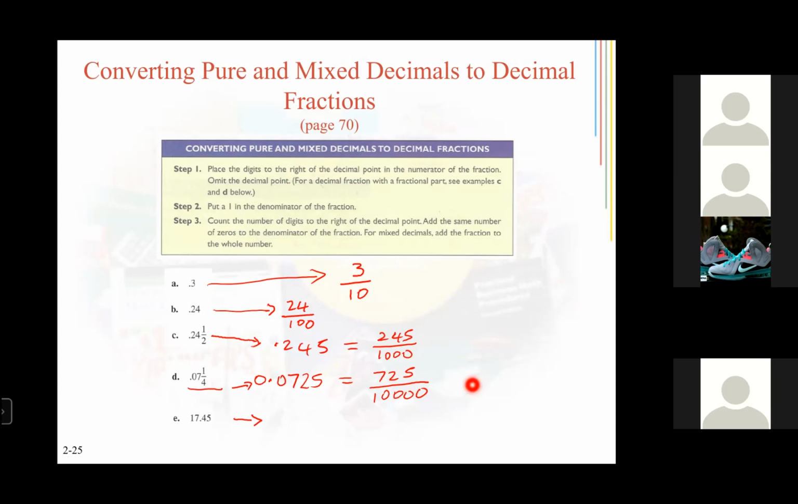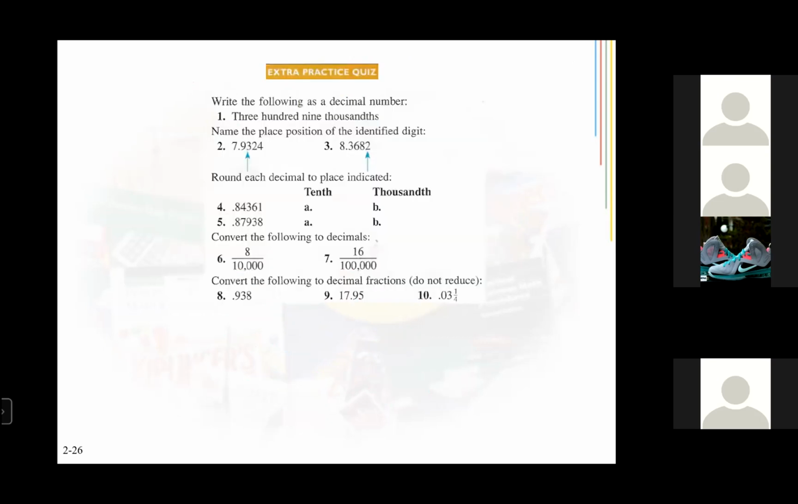Seventeen and 45 over 100. Okay, 17 and 45 over 100. You're good to go there. So that's it, converting.